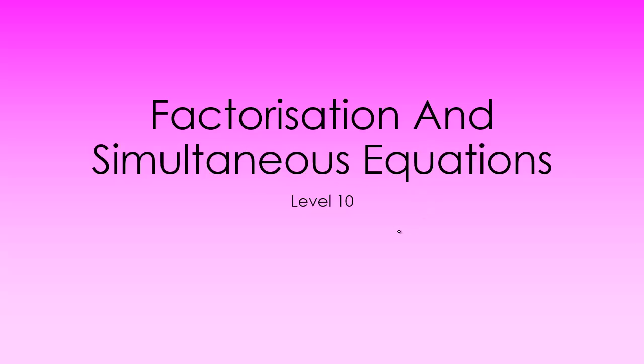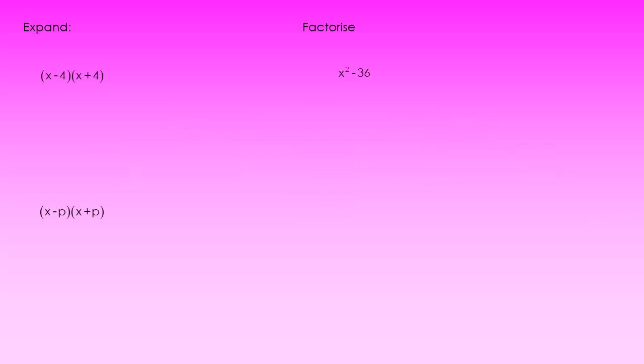Factorization and simultaneous equations. What this is all about are particular patterns of expansion. So for example here we're asked to expand x minus 4, x plus 4. Look carefully at the form of this. So we have x and 4 in both brackets, but here the sign is a negative and here it's a positive. So what happens when we expand this?